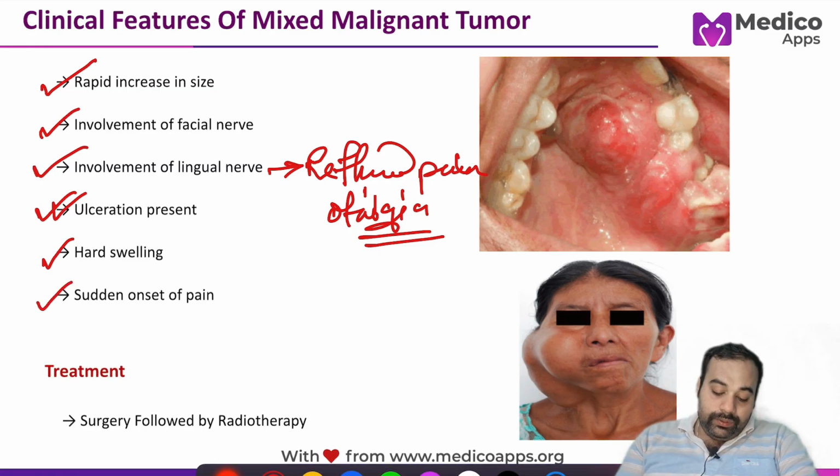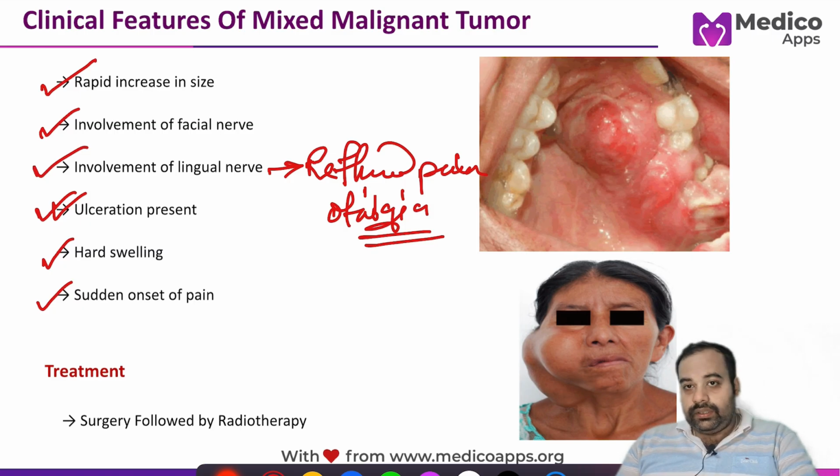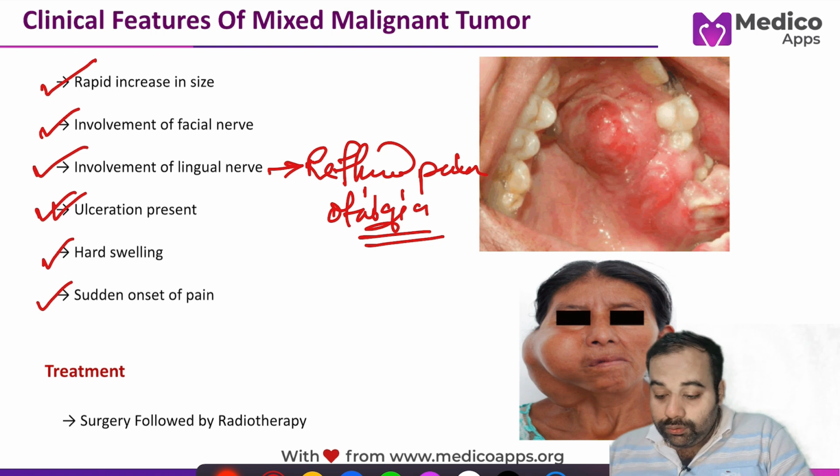So in that case, we need to go for the surgery, and that is pretty radical in that sense, followed by radiotherapy.